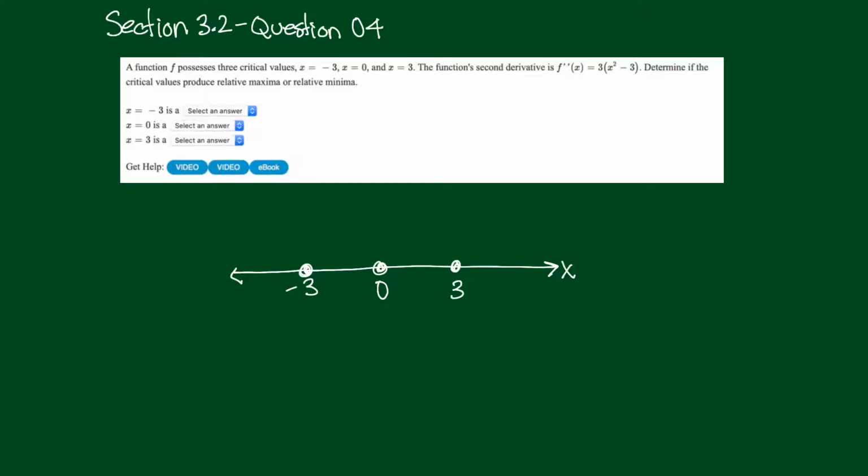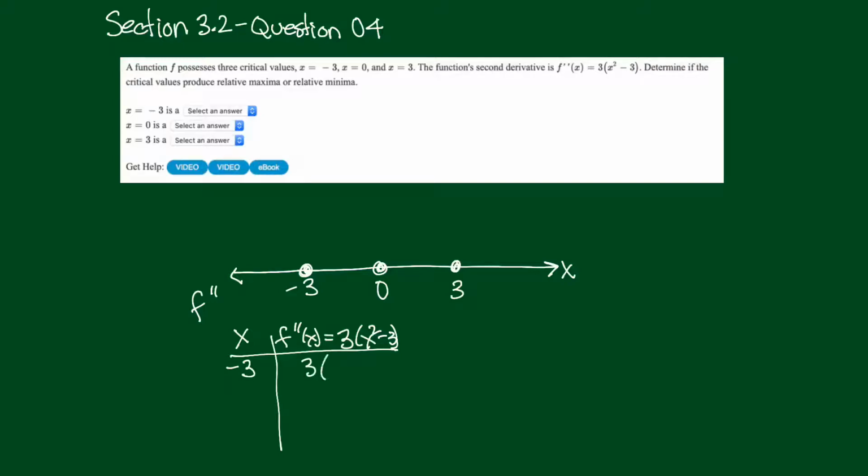Now we can analyze the second derivative here and use the second derivative test. And the second derivative test says just plug in the critical value into the second derivative and see if we get a positive or negative number. So I'm going to create a little table here. I'm going to say x, f double prime of x, which we are given to be 3x squared minus 3. So put in -3. So if we put in -3, what do we get?